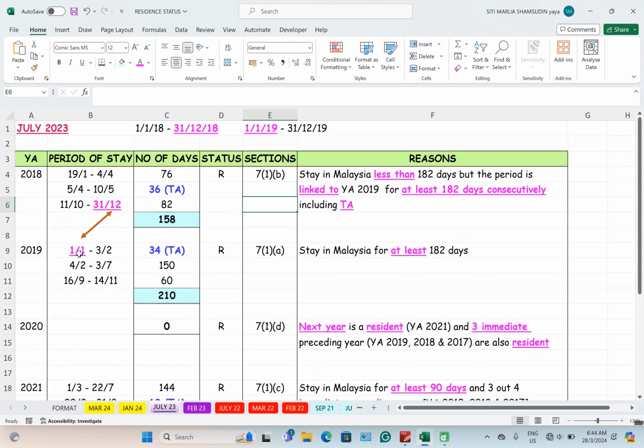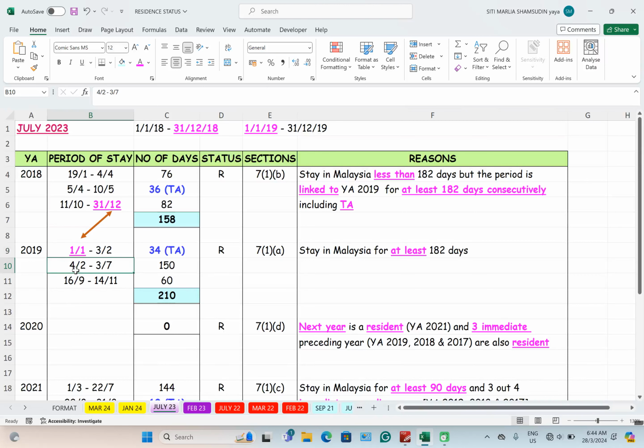However, guys, 1st January is not physically present. This is TA. But remember, guys, we are doing link 2. In link 2, we can apply TA with a condition. Before and after TA, the taxpayer must be physically in Malaysia. So let's check it out. TA starts 1st January, so before 1st January is 31st December 2018. Yes, we have this, physically present. The last TA is 3rd February.